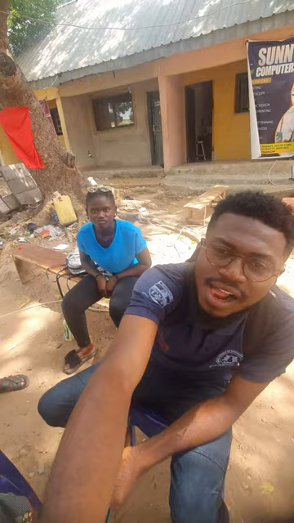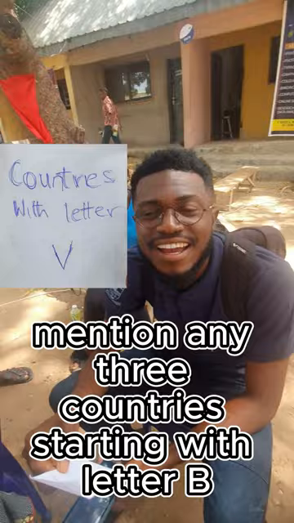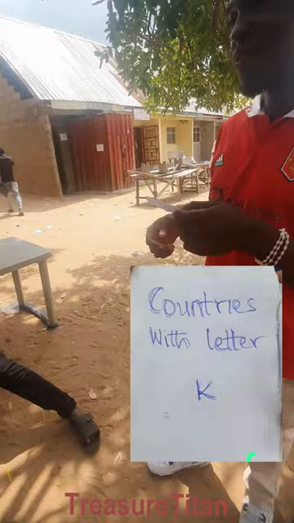Mention any three countries starting with letter B in 10 seconds. Start counting. Yeah, we'll start from B, letter B. Let me come back to letter B. All right, mention three countries starting with letter... Waiting there. 10 seconds.